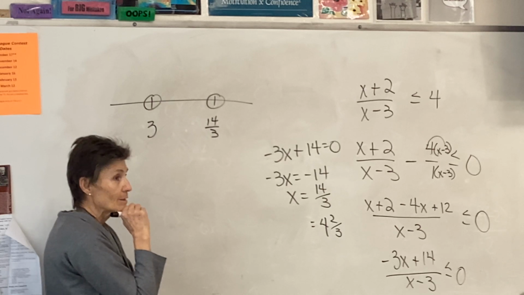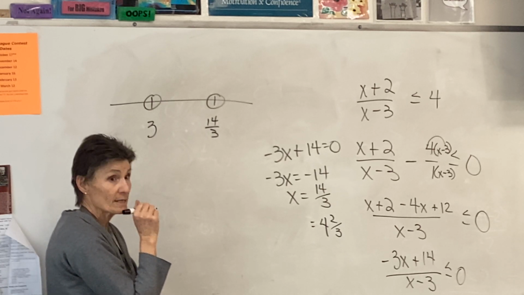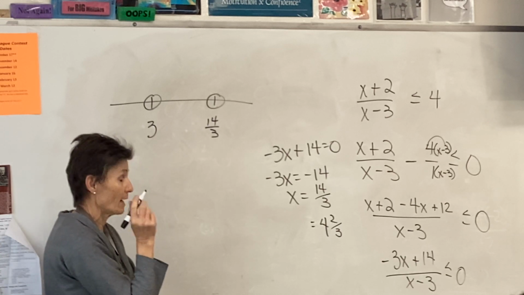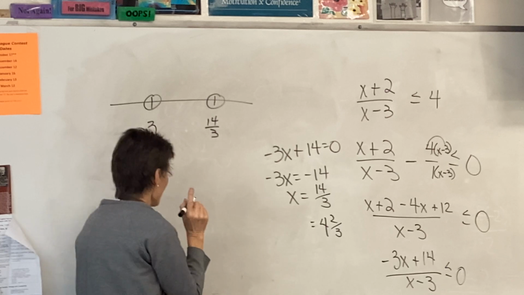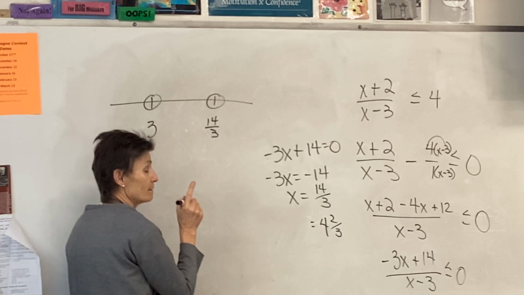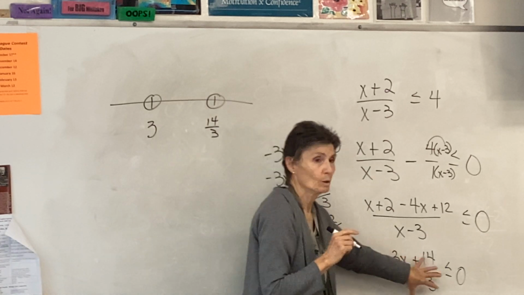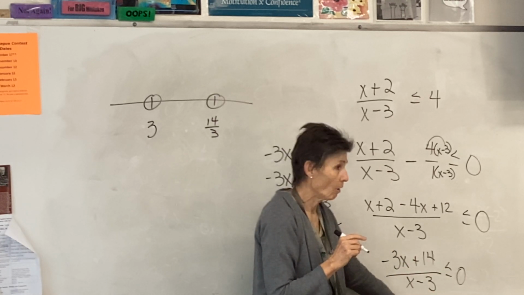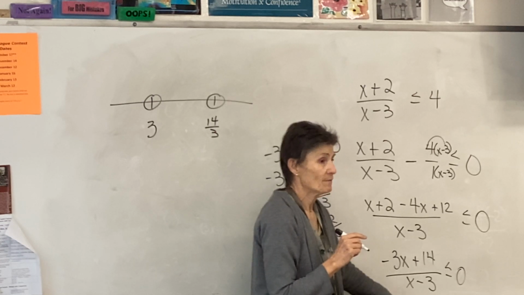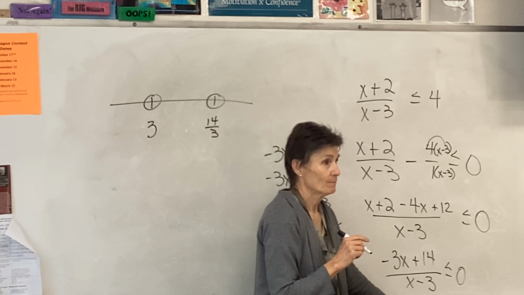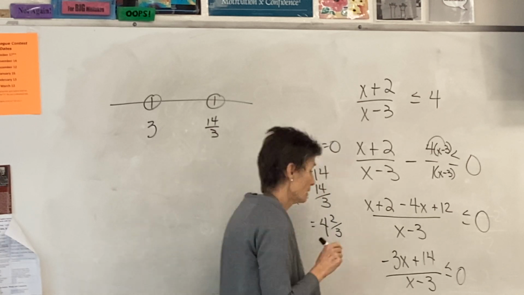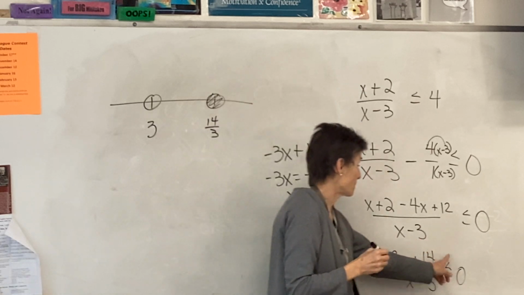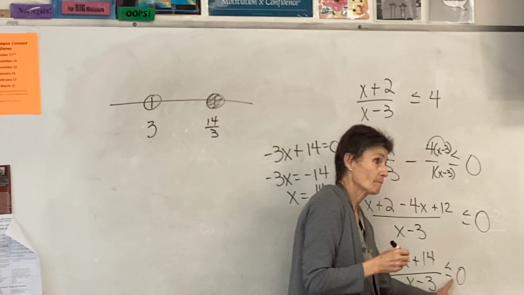Should I close in both dots? Which dot? What am I doing here with my dots? 14/3. No, they're not gonna both be closed in, because what's our rule about denominator dots? Denominator dots are always open, always. If it's in the denominator, it's open. So, the 3 is gonna be open, but the 14/3 will be closed because of the symbol. Right?